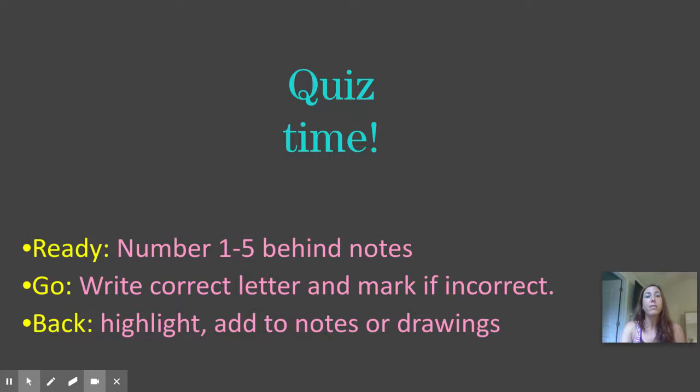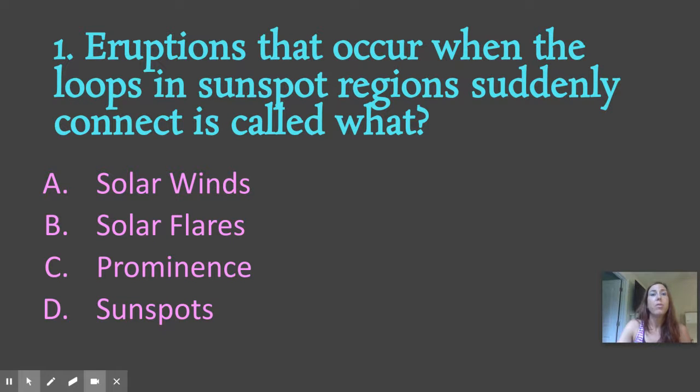So let's do our quiz time. Number 1 through 5 on a piece of paper if you have it. Eruptions that occur when the loops in sunspot regions suddenly connect are called what? Are they solar winds? Are they solar flares? Are they prominences? Or are they sunspots? Pause if you need to go back and check your notes. The correct answer is C, prominences.